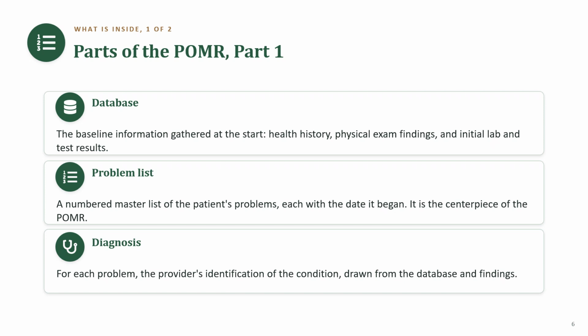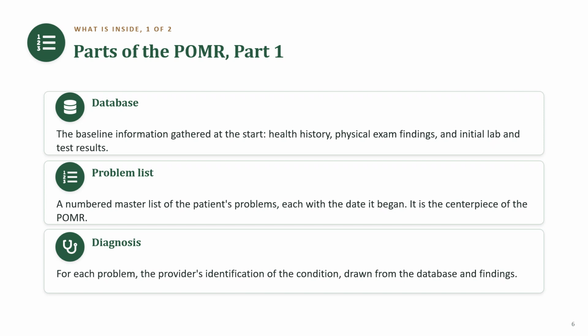There are several parts to the POMR, and we'll take a look at them in the next two slides. The first part is the database. This is the baseline information gathered at the very start, and it includes the health history, the physical exam findings, and the initial lab and test results. Think of it as the foundation that everything else is built on, and notice that gathering much of this database, like the history and vitals, is your job as an MA.